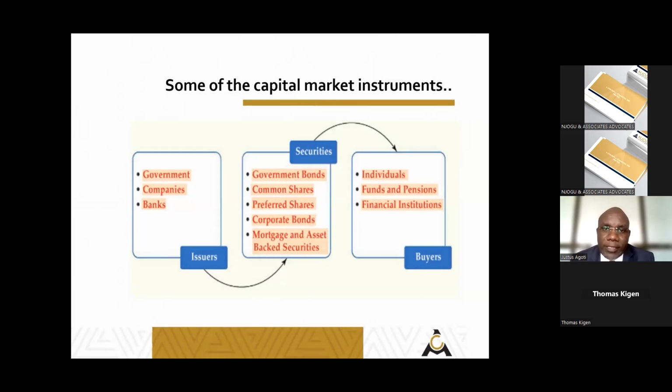Fast forward to capital market instruments. Issuers, as you may have seen earlier, are the people who are borrowing. These are the borrowers: the government, companies, banks, individuals. And then there are those securities. These securities are what we call capital markets instruments. These are the instruments that help you to interact with the market. Then, of course, there are buyers. Buyers are those people who have excess funds. You can see individuals have excess funds like yourselves, funds and pension funds. You may have saved funds through your pension company. Then, of course, there are financial institutions. All those are entities that have excess funds. But as I said, sometimes issuers can be buyers and buyers can be issuers, depending on who has the funds.